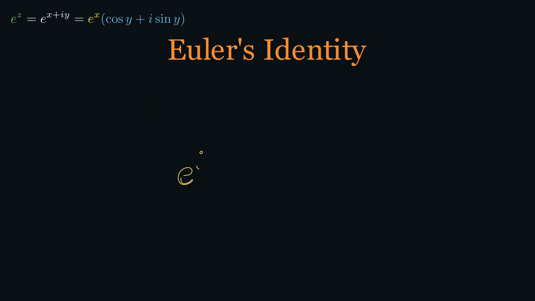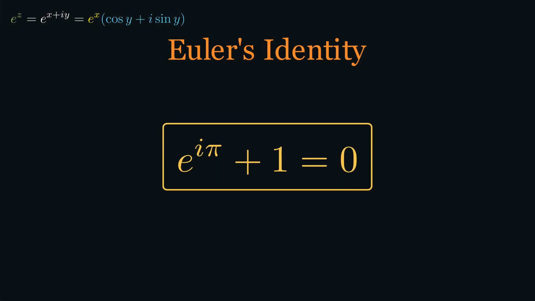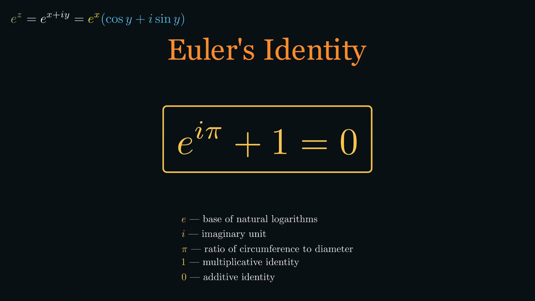Rearranging, e to the i pi plus 1 equals 0. This is Euler's identity. It connects 5 of the most fundamental constants in mathematics. e, the base of natural logarithms. i, the imaginary unit. Pi, the ratio of circumference to diameter. 1, the multiplicative identity. 0, the additive identity. All united in one equation. I still find it remarkable every time I see it.